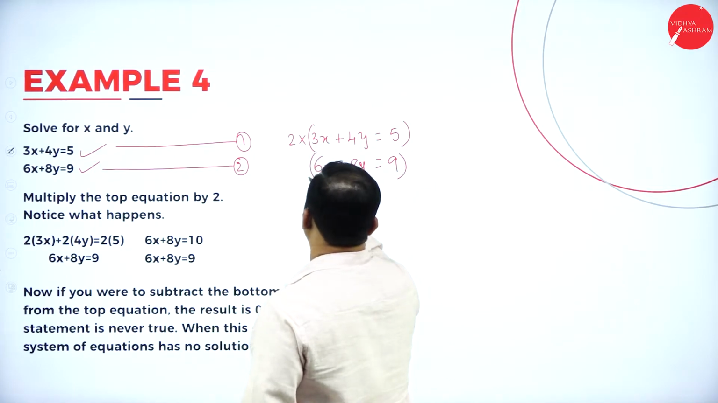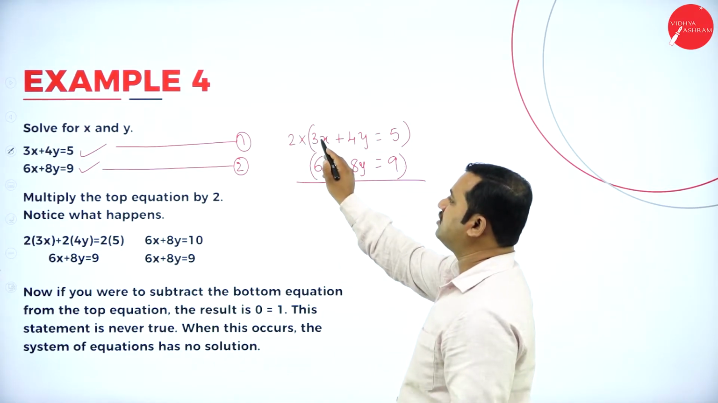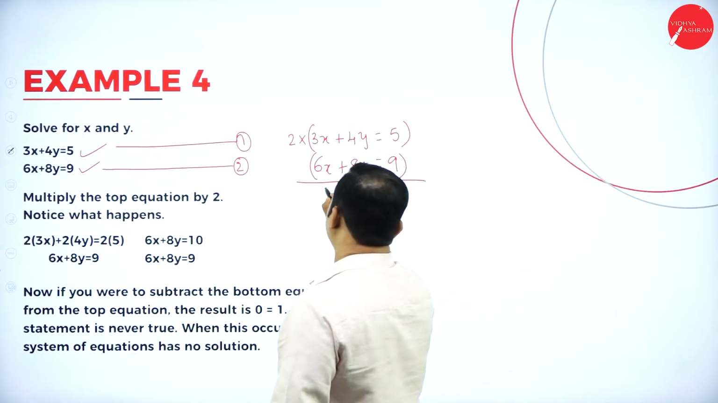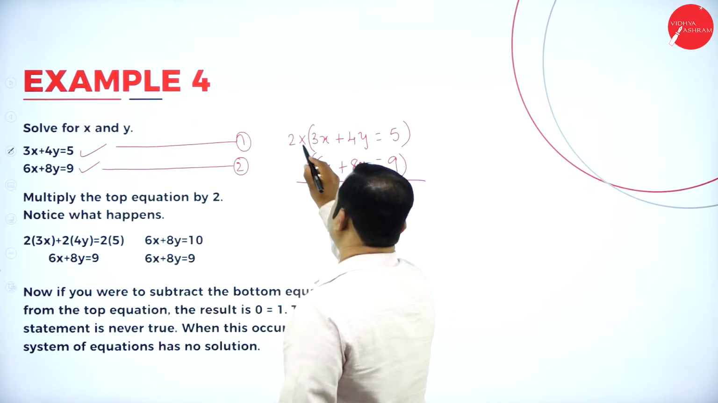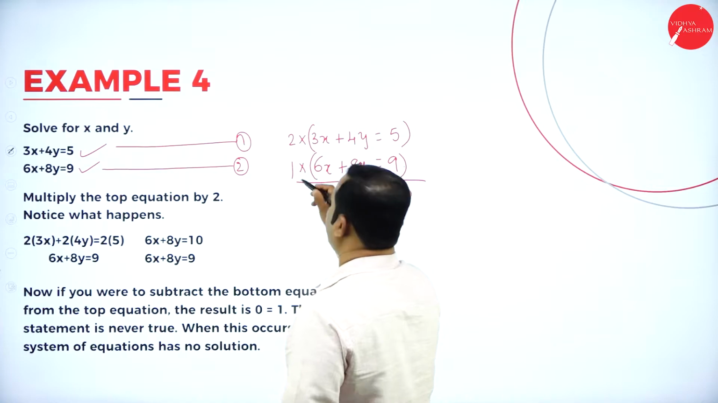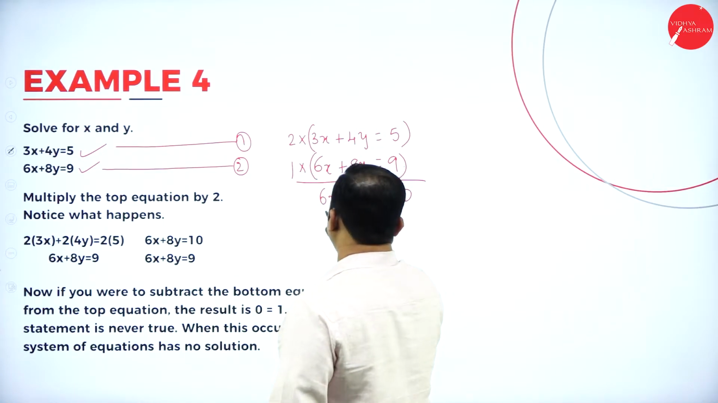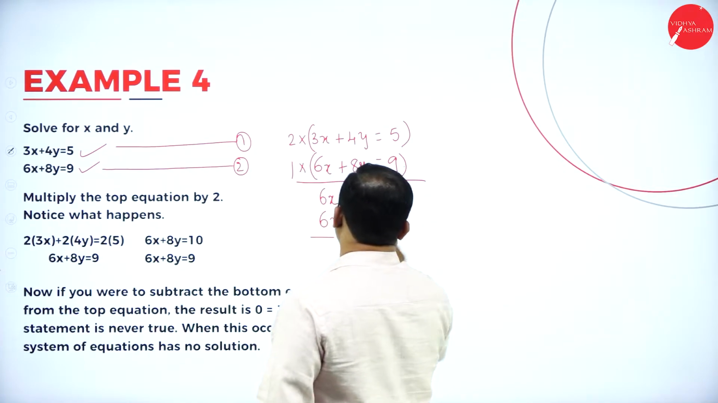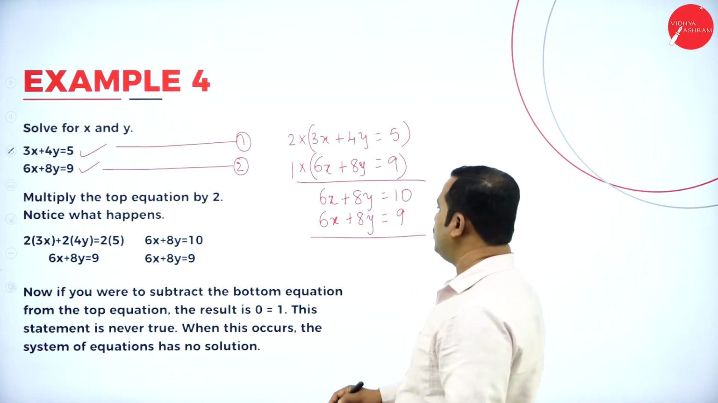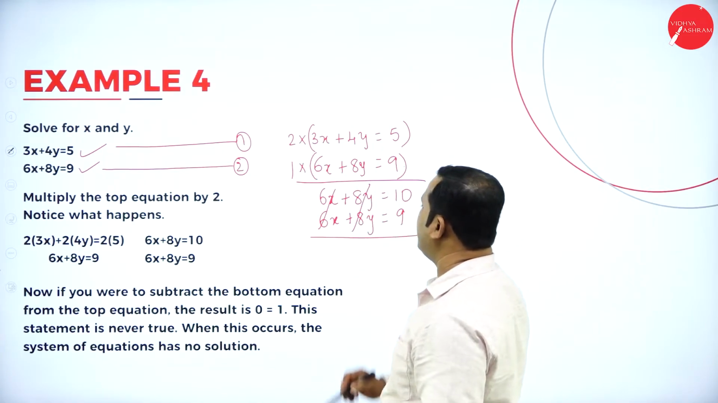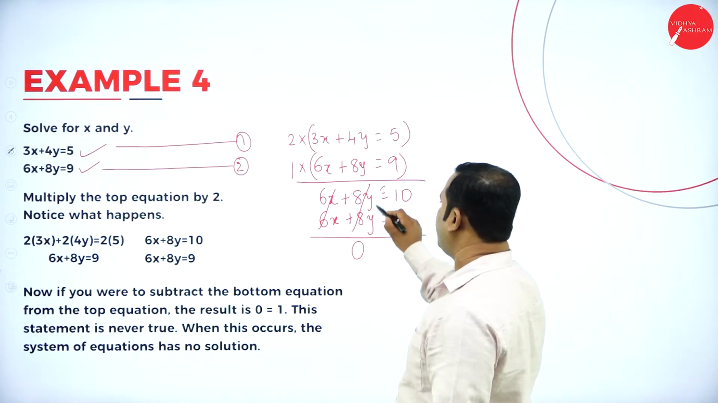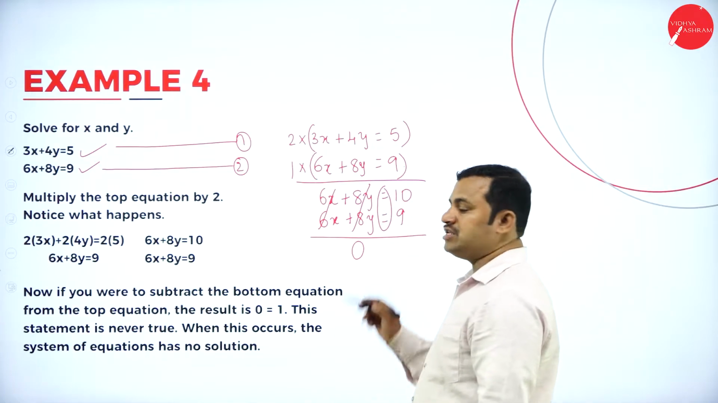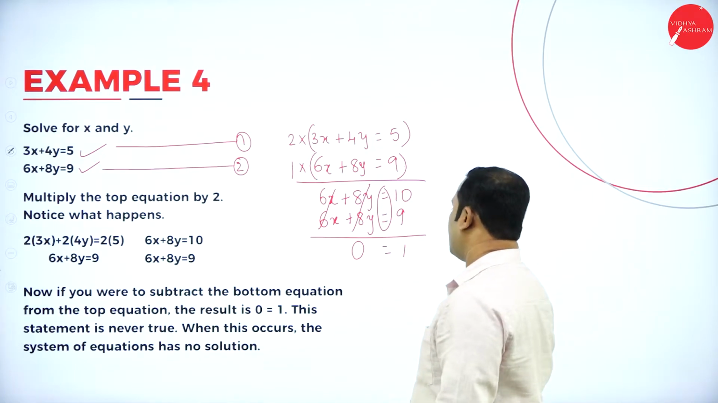So in this case, we have two equations. Now if I multiply the first equation by 2, I will get 6x plus 8y is equal to 10. Similarly, if I multiply the second equation by 1, it remains 6x plus 8y is equal to 9. If I go on simplifying these two equations, 6x and 6x, 8y and 8y get cancelled. That turns out to be the value 0 on the left hand side of the equal to operator. Now on the right hand side, I will be left with the value 1.